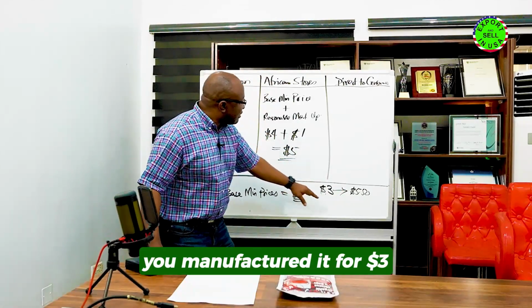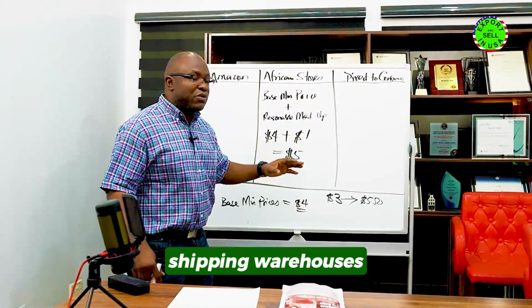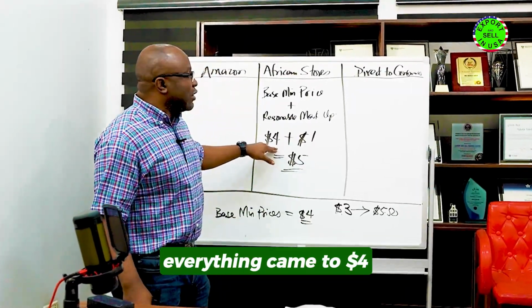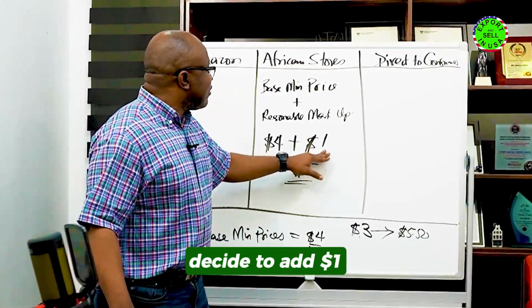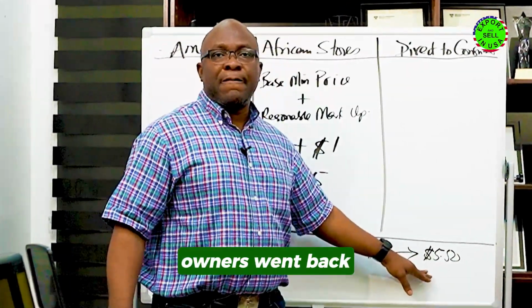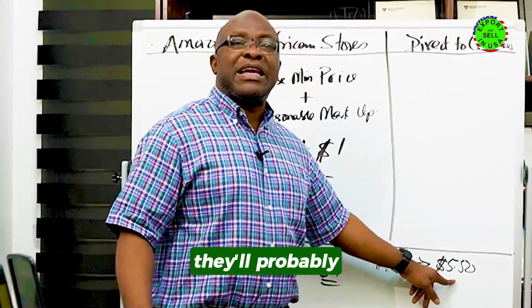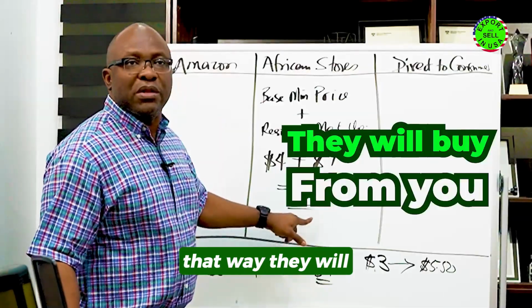But because you manufactured it for $3, by the time you do all the calculations, shipping, warehousing, everything came to $4, right? Your base minimum price in the USA, and then you decide to add $1. If these African store owners went back to do it themselves, they will probably get it at $5.50. So what does that mean? You are cheaper than them. That way, they will buy from you.